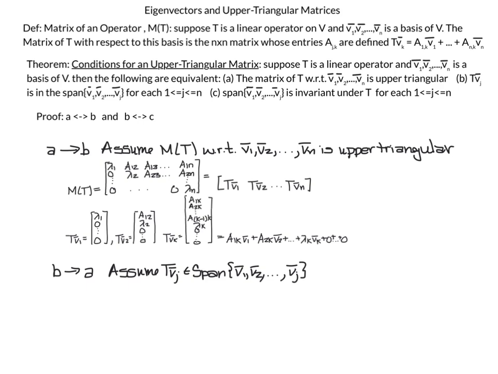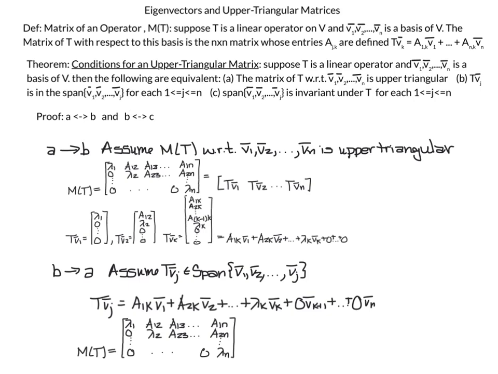I'm going to make this a little bit smaller over here so we can start with B implies A now. Assume, going the other direction, that T of vj is in the span of v1, v2, up to vj. This is sort of the same argument, only backwards now. So T of vj is equal to some coefficient times v1 plus another coefficient times v2, up to lambda k times vk, and then zeros for any vector beyond vj.